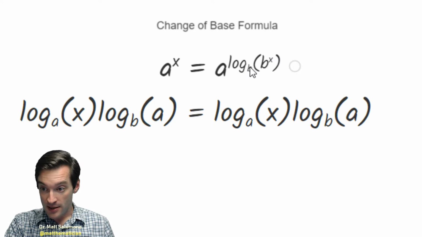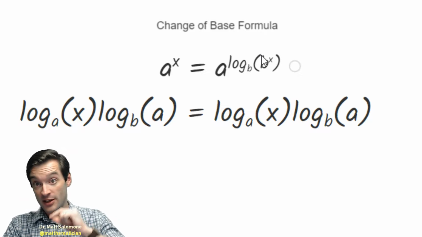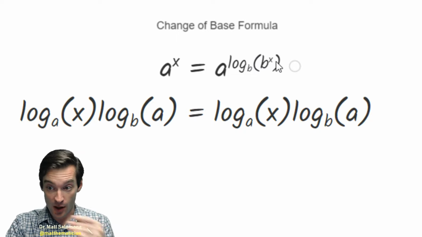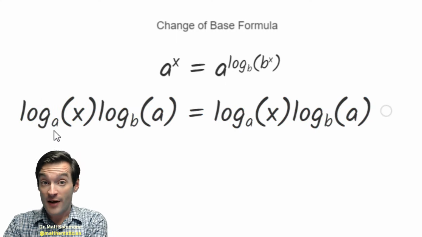The base b log of b to the x is the answer to the question, what power of b is going to give me b to the x? And that answer is always x. So x is the same as the base b log of b to the power x. But that observation also allows me to write the following thing, right?